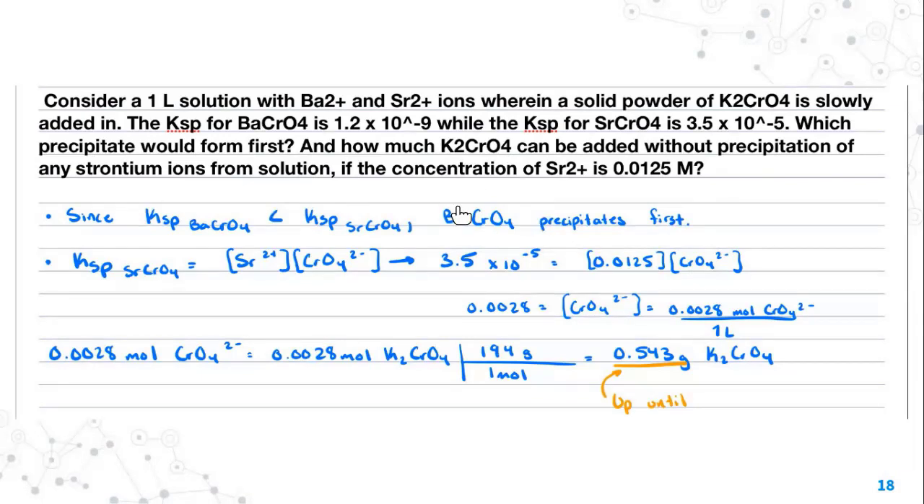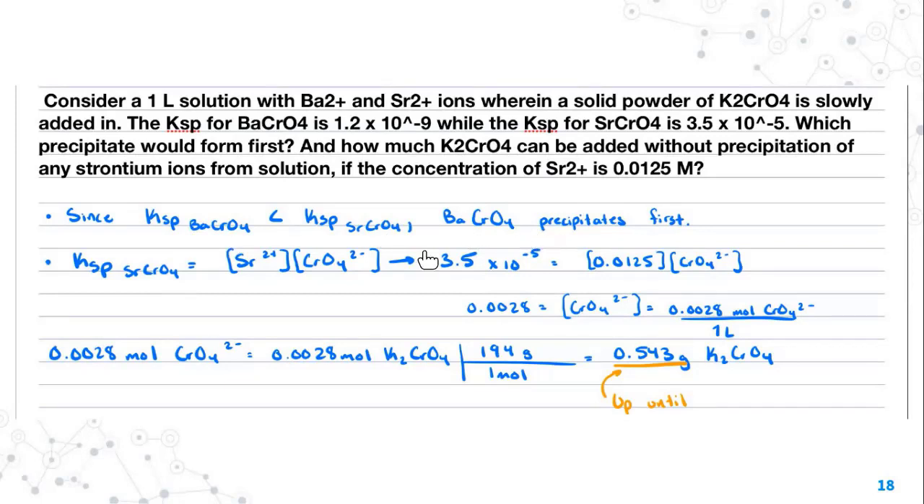If the strontium ion solution is 0.0125. Okay, so to know which one precipitates first, you just take a look at your Ksp values. So we have Ksp for barium chromate to the -9 power, while for strontium chromate is to the -5 power. So we know that the Ksp for barium chromate is smaller, so that one precipitates first.